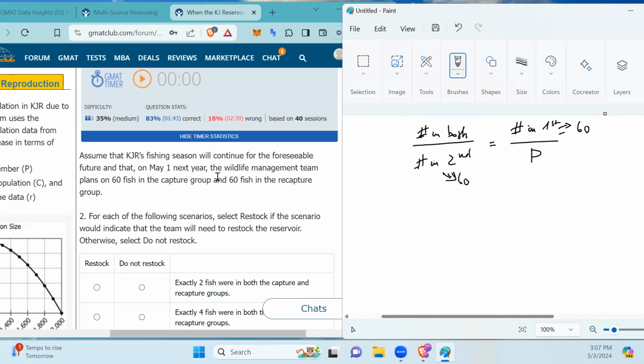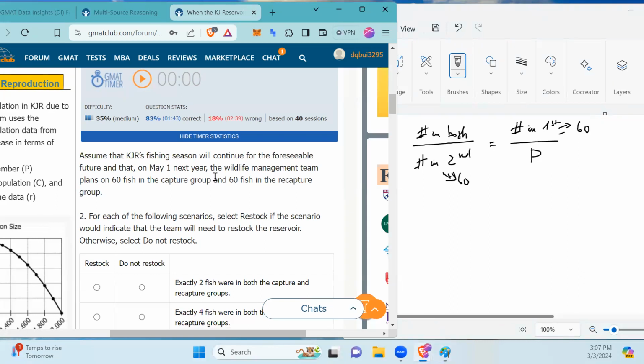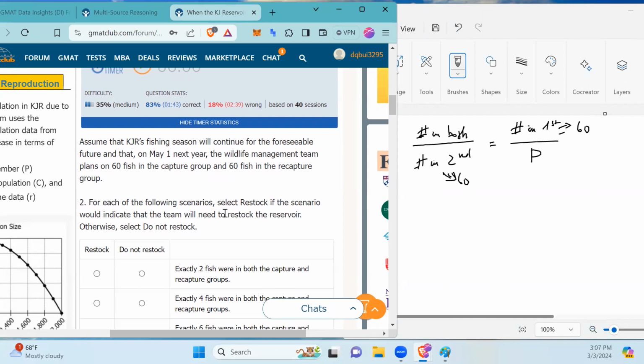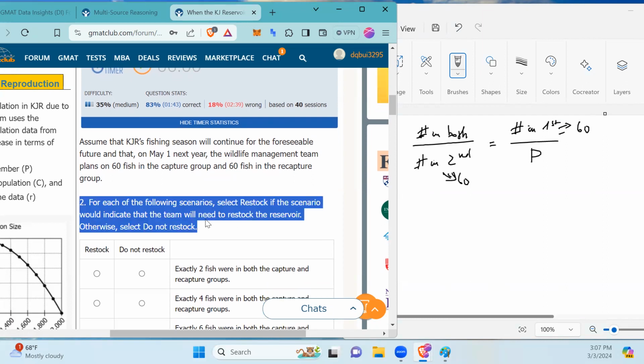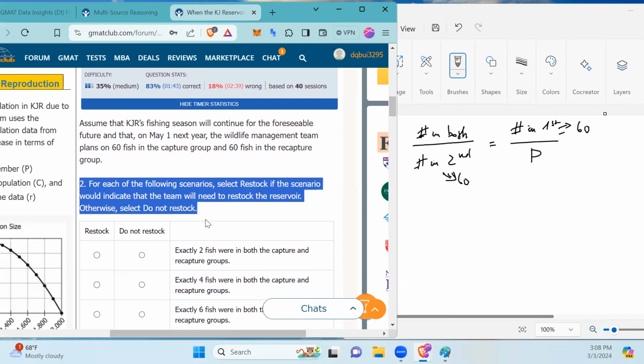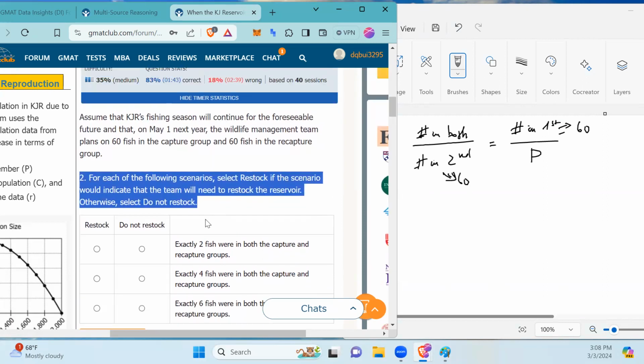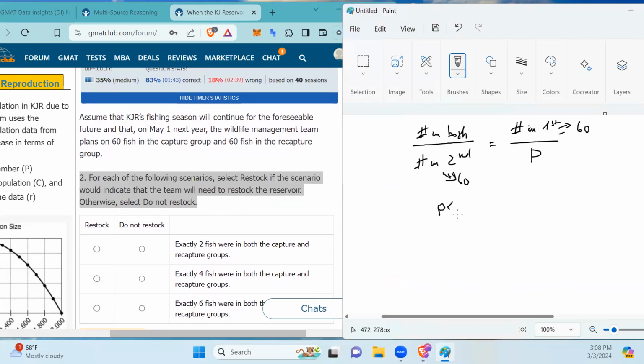All right. So in question number 2, it asks whether the team will need to restock the reservoir, which means whether the number of fish will be lower than 1,500. And in the tabs, they show us the number of fish in both groups. So we just plug in for all 3 options.